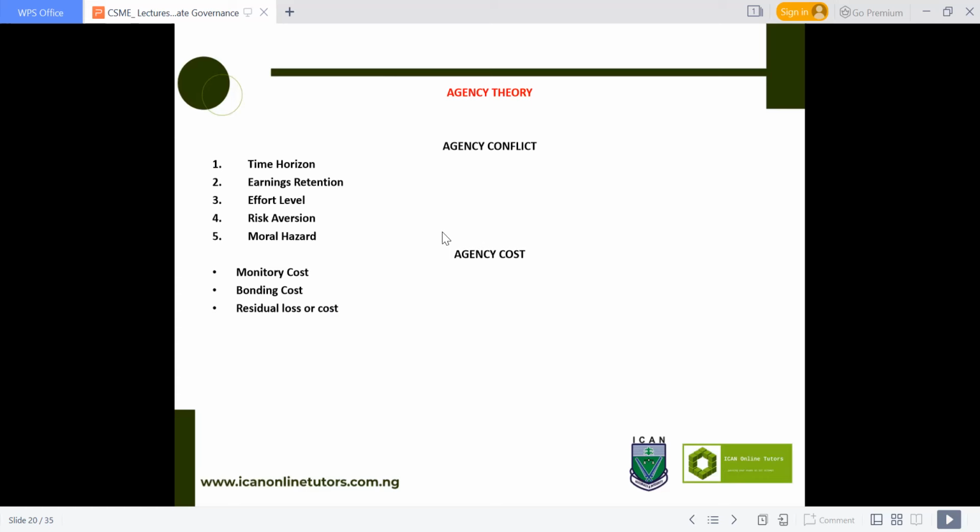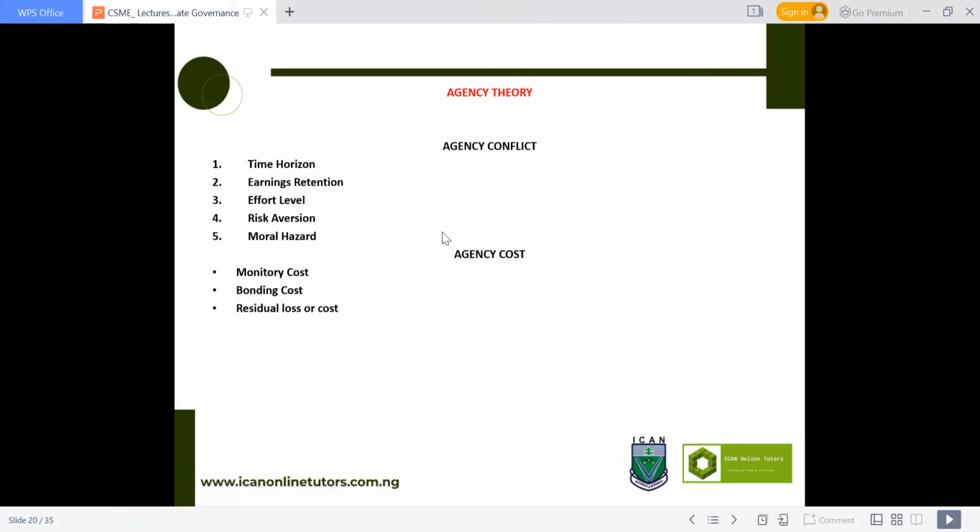And according to this man called Jensen and Meckling, agency conflicts can be categorized into 5. That is what brings about conflict between the principal and the agent. We have what we call time horizon, tenure retention, effort level, risk aversion, and we also have another one called moral hazard.